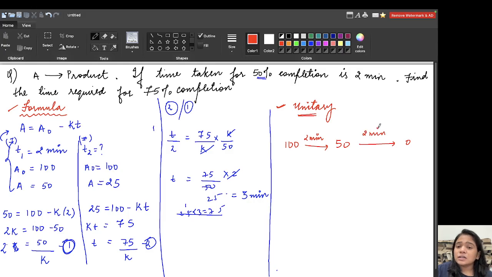What are they asking? Time required for 75%, just exactly in between. So 2 plus 1 minute. Here it will be 1 minute for 75, and from 75 to 0 it will be another 1 minute. So the time required will be 3 minutes. Easy, right? It is easier than applying the formulas, but applying formulas is much safer.